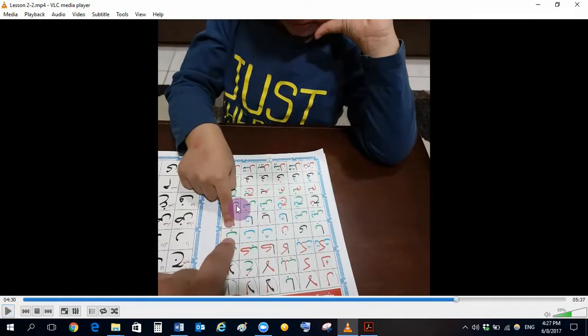So again, we are asking the child to point to the letter that he is reading.